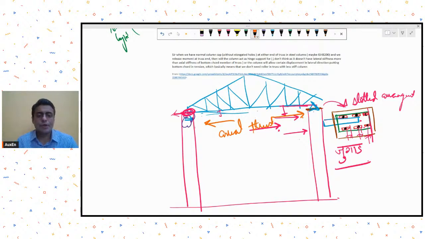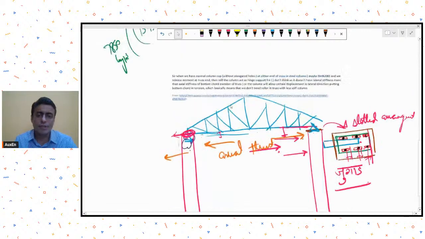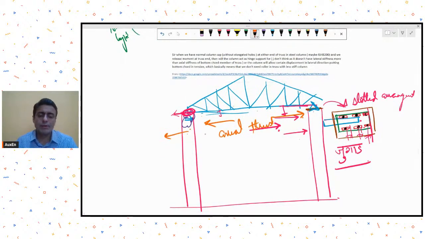So because of this axial thrust, this column will have to take this axial thrust, or this column will have to resist the bending moment generated due to this axial thrust. Okay, so that is the issue that arises out of this sort of configuration. So usually if we want to save our column from this moment that is created due to axial thrust, we usually avoid providing a hinge assembly.